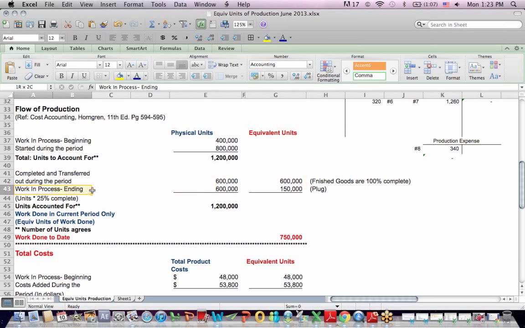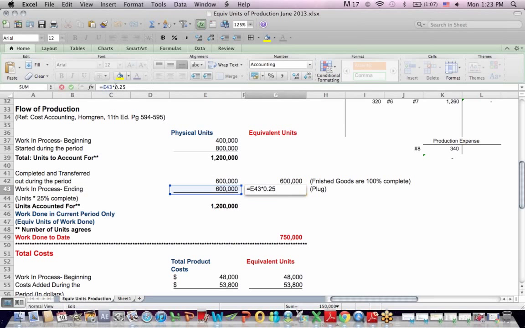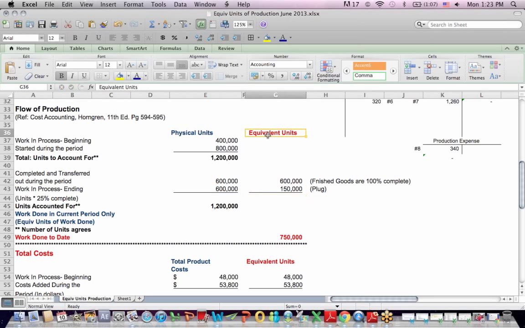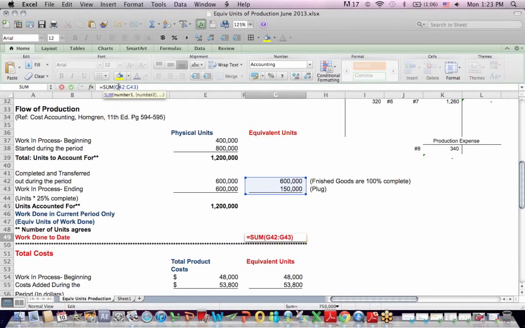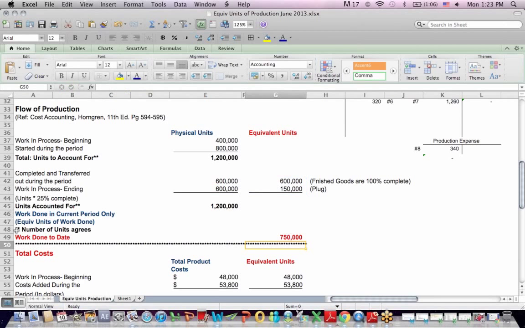I'm told in the problem that ending work in process is only 25% complete during the period. You've got to remember which period it is. It's during the period, not the prior period or the next period. So I multiply 600,000 units in blue times 0.25, 25%, and I get equivalent units of 150,000. So I add up my equivalent units and I get that figure in red at the bottom of 750,000, which we call work done to date. So even though we're accounting for 1.2 million units, in equivalent units, which adjusts for the percentage completion, it's 750,000 equivalent units.